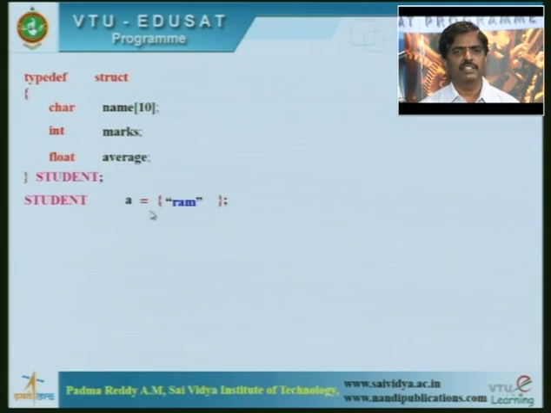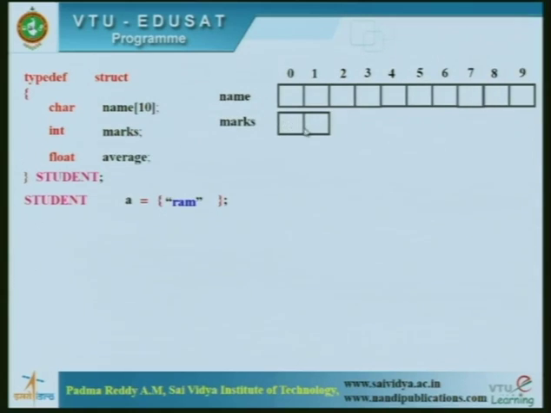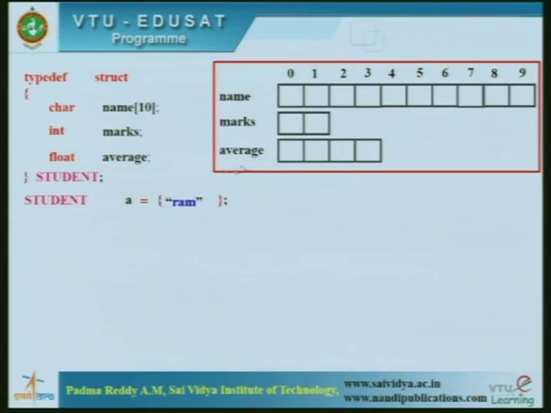Suppose I write something like this. Now, let us see what will happen here. How many fields are there within the structure? 3 fields are there within the structure, but here I have initialized only one value, that is the first value. Now, let us see what will happen. As usual, memory will be allocated for the name, and then for marks how many bytes? 2 bytes. Then for average, how many bytes? 4 bytes. The entire block is identified by the name A here. So, this block is identified by the name A.